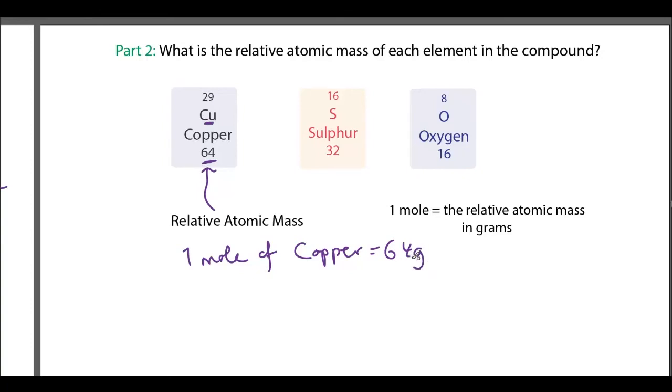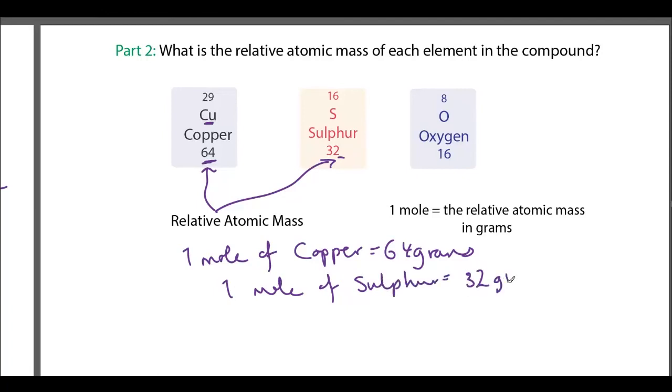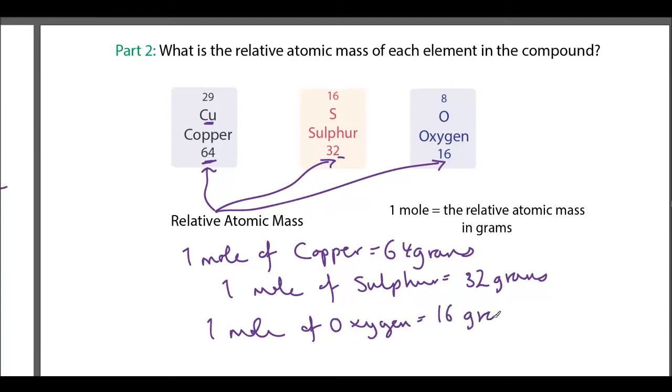Now, let's have a look at sulfur. The relative atomic mass of sulfur equals 32. That means 1 mole of sulfur equals 32 grams. So next to sulfur, write 32. Now look at oxygen. Oxygen has the number 16. It means the relative atomic mass of oxygen is 16. So 1 mole of oxygen would equal 16 grams. So that's part 2. You've looked at your periodic table. You've looked up the relative atomic mass for each element within your compound and you've written the number down.